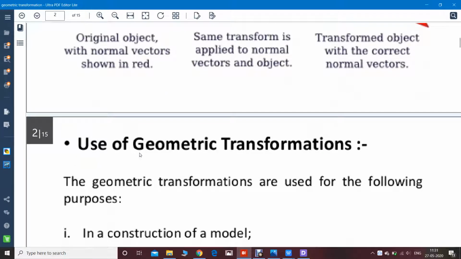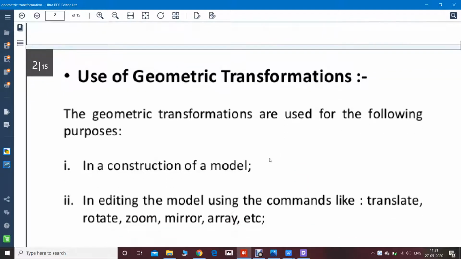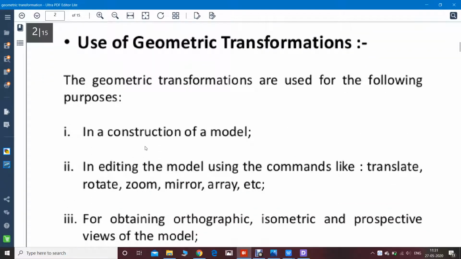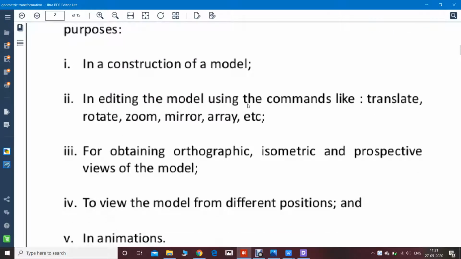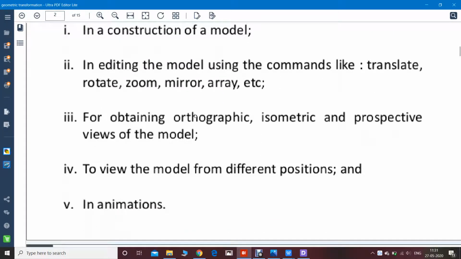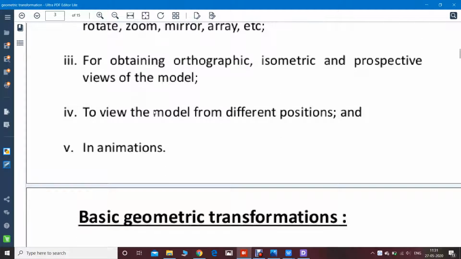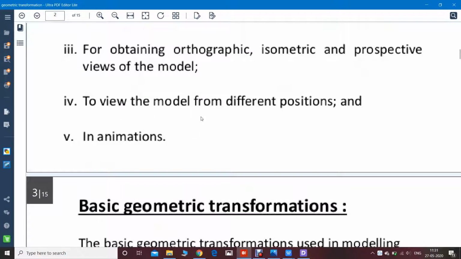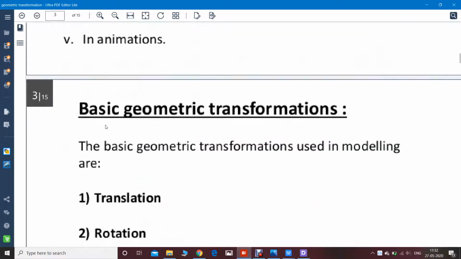Now, the use of geometric transformation. Geometric transformations are used for the following purposes: in the construction of a model, in editing the model using commands like translate, rotate, zoom, mirror, array, etc., for obtaining orthographic, isometric, and perspective views of the models, and to view the model from different positions and in animation.